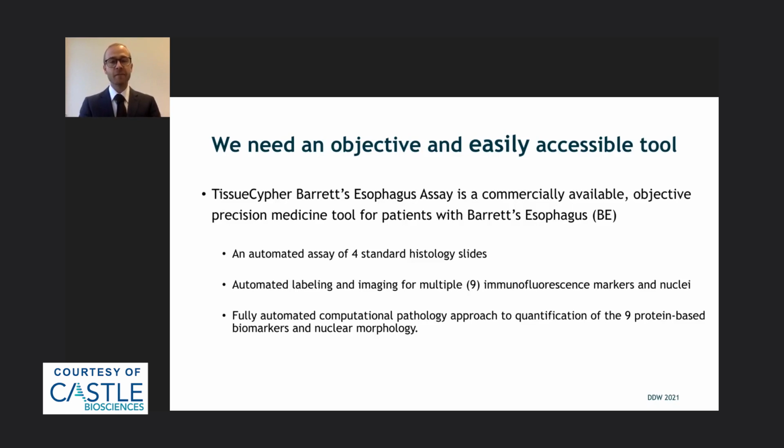The TissueCypher Barrett's esophagus assay is a commercially available, objective, precision medicine tool for patients with Barrett's esophagus. It's an automated assay of 4 standard histology slides and includes automated labeling and imaging for multiple immunofluorescence markers and nuclei. There's a fully automated computational pathology approach to quantification of the 9 protein-based biomarkers and their nuclear morphology.